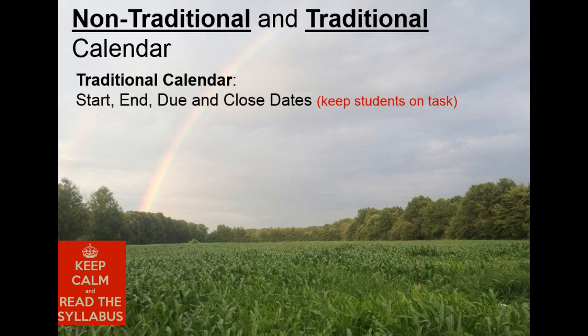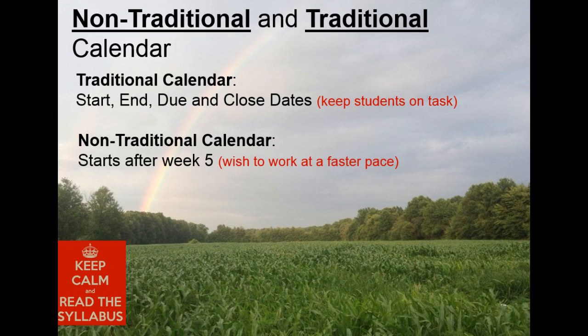We have a non-traditional and a traditional calendar for both types of students here. The traditional calendar, like I told you, has start, end, due, and close dates that will keep students on track. Those who need a traditional calendar have items week by week, so that you can pace yourself and know what you have to have done at the appointed time. The non-traditional calendar starts after the 5th week. If you look at the calendar that you can print out, after the 5th week all those modules will be open to you as long as you follow the chain of completing each module. You can go through the modules at your own pace, so you can work ahead if you wish, or if you plan to be out of town, you can work ahead and get ahead.